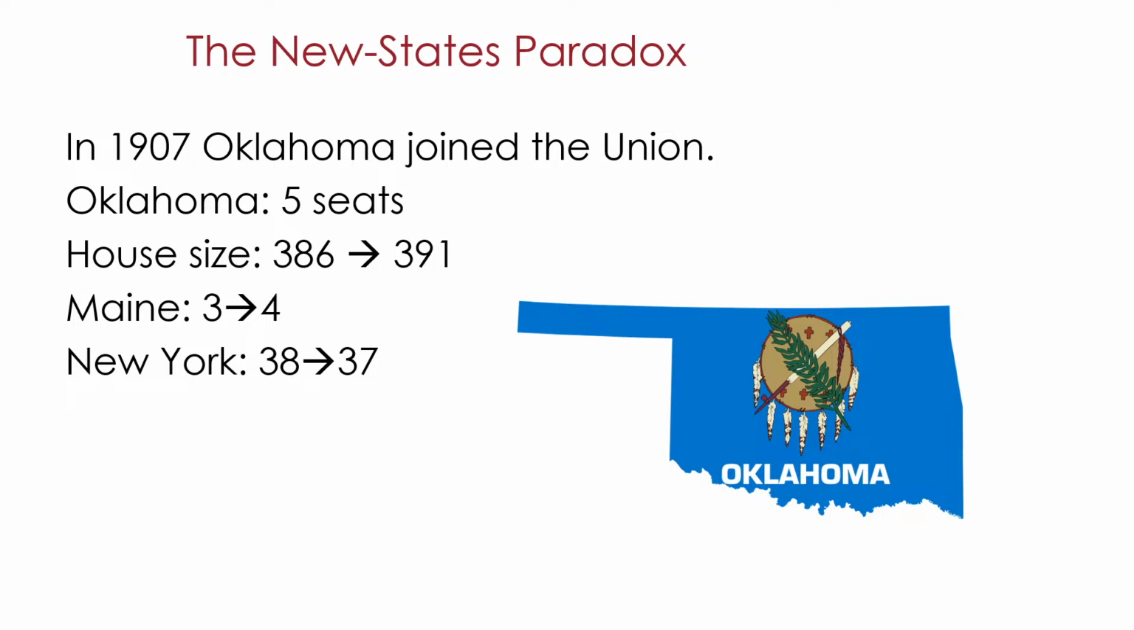Same with the population paradox. The population paradox is linked to the Alabama paradox. If you have an apportionment method that exhibits the Alabama paradox, then you can come up with a contrived example that would show you the population paradox.